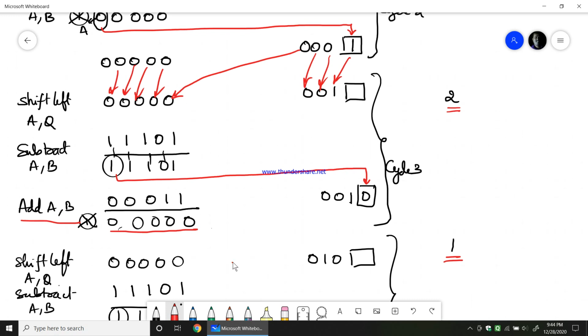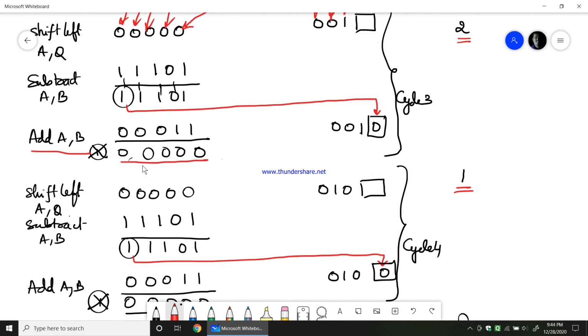Again, you shift left A, Q. So 0 shifted left, and this 0 comes here. This 0 shifts here. This one comes here. This 0 comes here. Now we don't know what Q0 is. For that, again subtract A, B. You are trying to add A with the 2's complement of B.